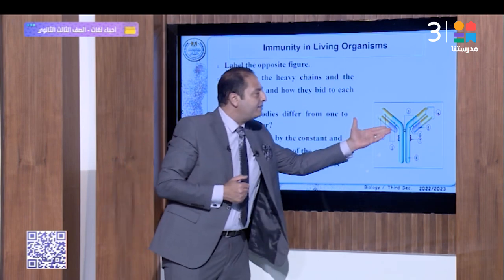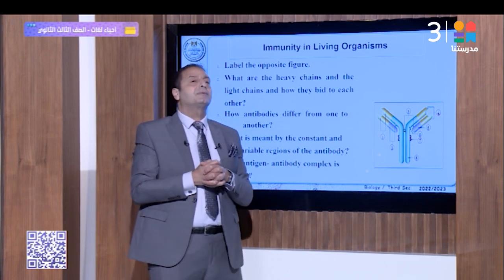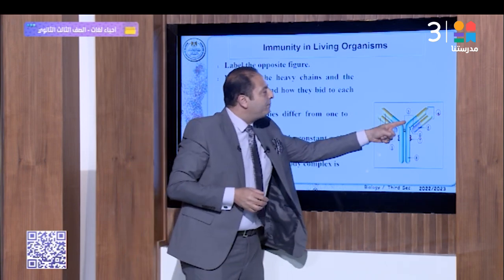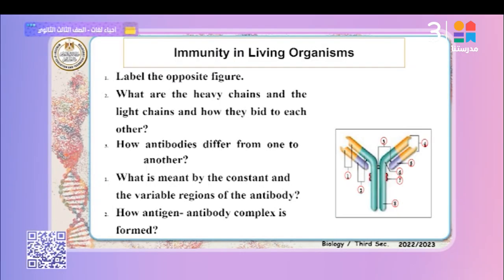The light chains and the heavy chains are connected together by disulfide bonds, between the light chain and heavy chain, and between the two heavy chains. That's right. Region number 4 is called the antigen binding site. It varies from one antibody to another according to the specific type of antigen. It's called the variable region.